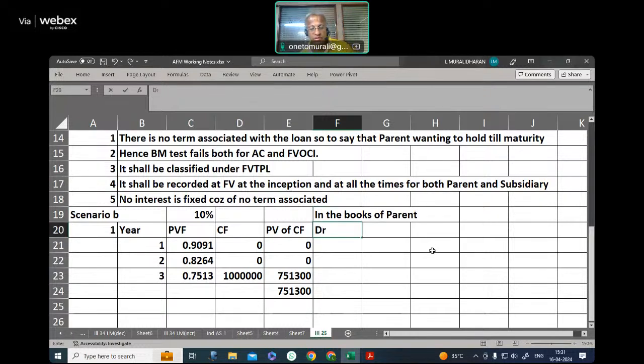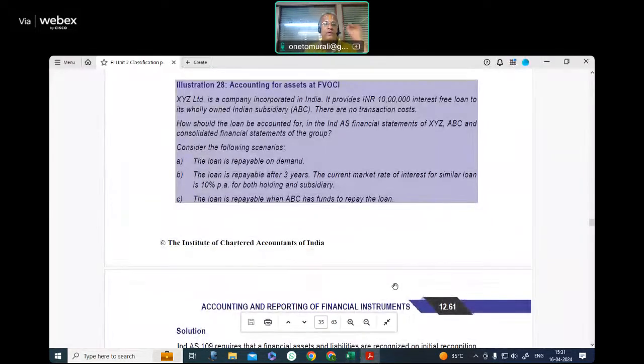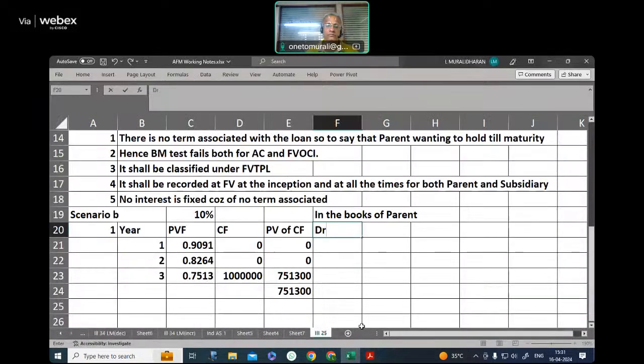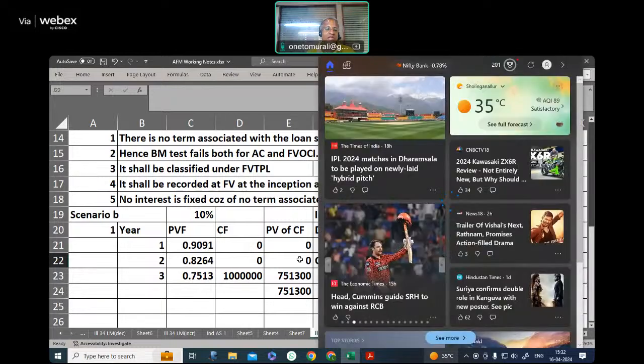So debit, who is providing the loan? The parent is providing the loan. Debit loans receivable 751,300. Credit is to be given to cash, 10 lakhs. What is the account to which we are expected to take up?